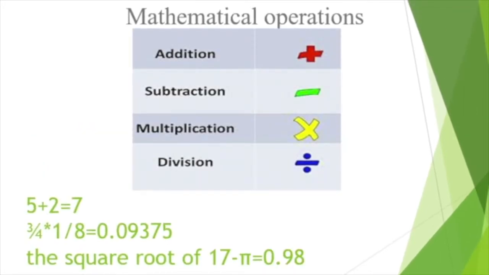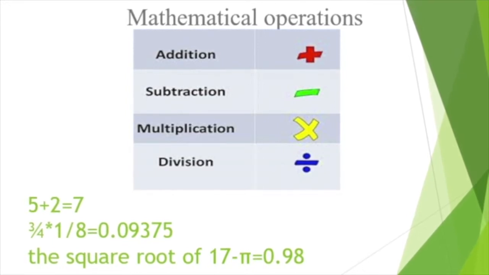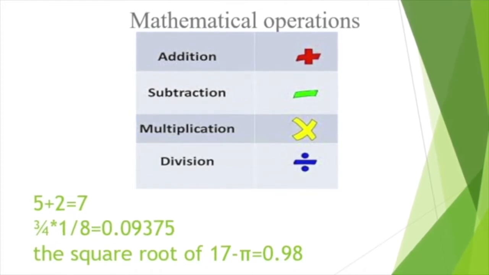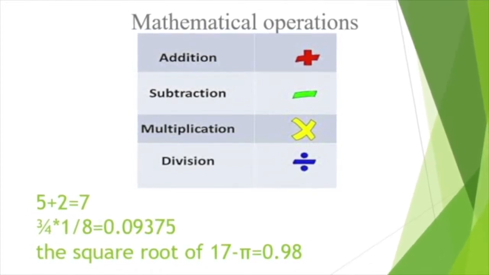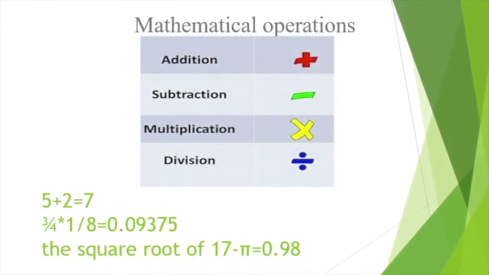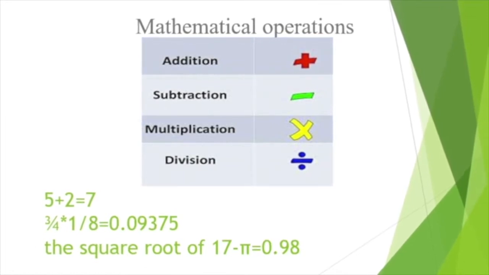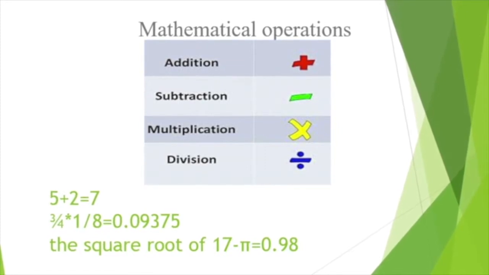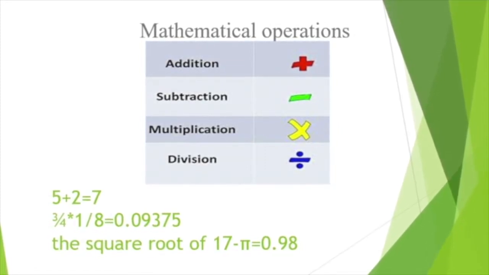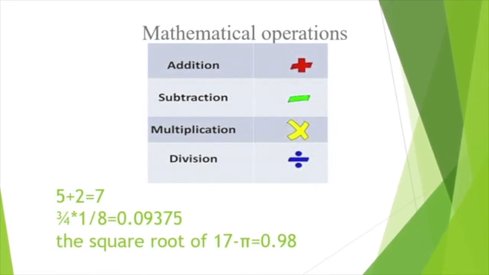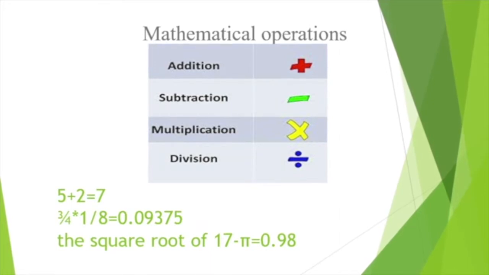Another way in which real numbers can be manipulated is by mathematical operations. All of the set of real numbers can be added, subtracted, multiplied, and divided with each other, and the result will be another real number, which can also be written as a decimal. For example, 5 plus 2 equals 7, and 3 divided by 4 multiplied by 1 divided by 8 equals 0.09375, or the square root of 17 minus pi equals 0.98.